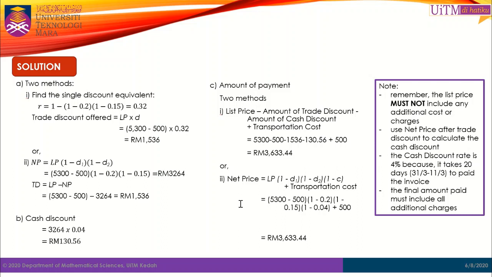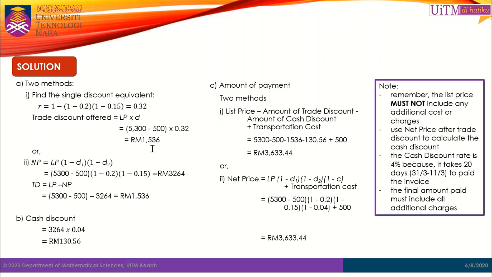And bear in mind here, there exists something. You can see that we have 5300 minus 500. Why do we have to minus 500? Because the 5300 bill or the invoice amounted to 5300 already includes the transportation cost. So in order to calculate the trade discount, this cost has to be taken out first, because the trade discount is not applicable to transportation.